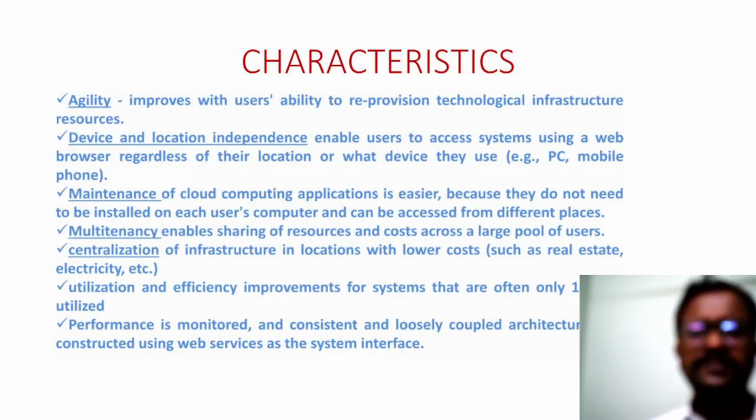Multi-tenancy enables a share of resources and cost across a large pool of users. Centralization of infrastructure in locations with lower costs, such as real estate and electricity. In work from home, what benefits do we get? We can spend our time with our families while we work. But for the organization, the benefit is that building cost is reduced and traveling charges are also reduced.